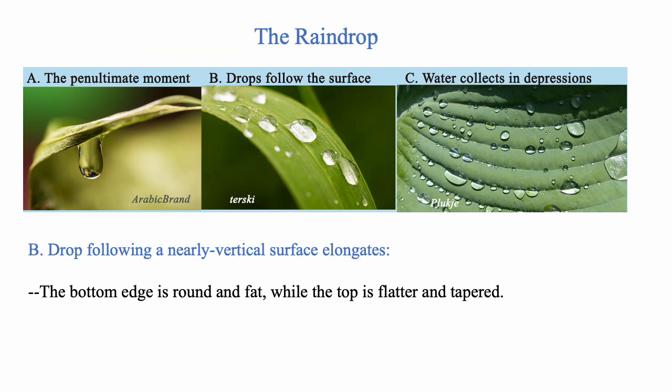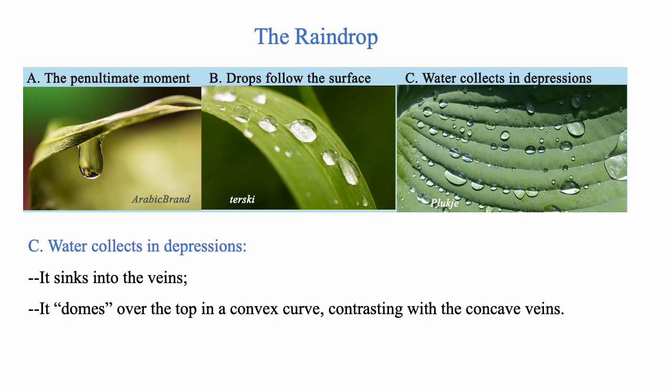On a vertical surface, the drop begins to elongate. And if you want to suggest that it's moving down the blade, you again want it to look bottom heavy. So you want the bottom to be round and fat and the top being flatter and tapered like a tail. We can also see raindrops attached to various depressions like these veins. And when it spills over, you see these convex curves.